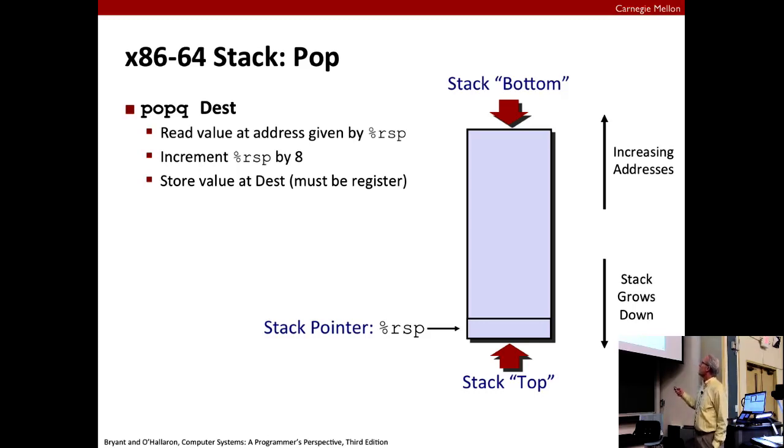So pop reads from memory. The address it reads from is given by the current stack pointer. And then it increments the stack pointer by 8. These both work only on 8-byte operands. I'll get to you in a second. And then the result of that is stored in a register.